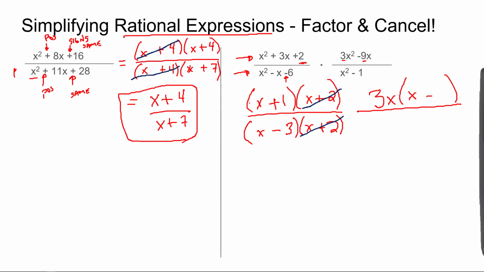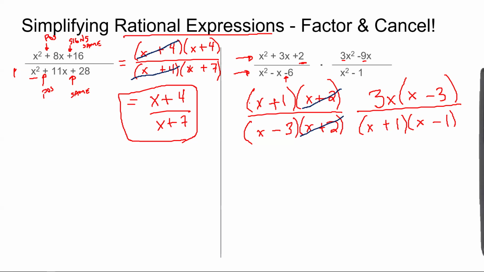I've already got the x, so I just need a negative 3 right there to take care of that one. On the bottom, two terms, but they're both perfect squares. Looks like I need an x and an x. One is a perfect square, right? One times one gives me that. And when we see the difference of two squares, we know one of them's positive, one of them's negative.